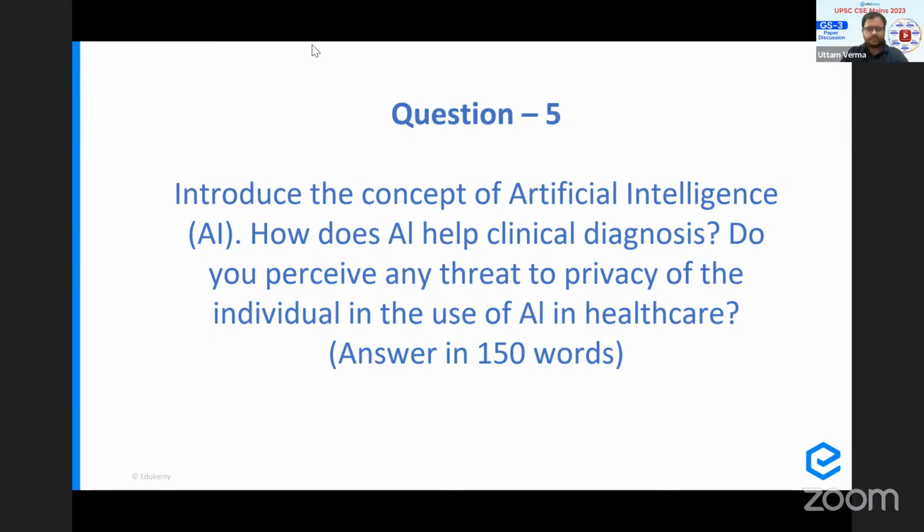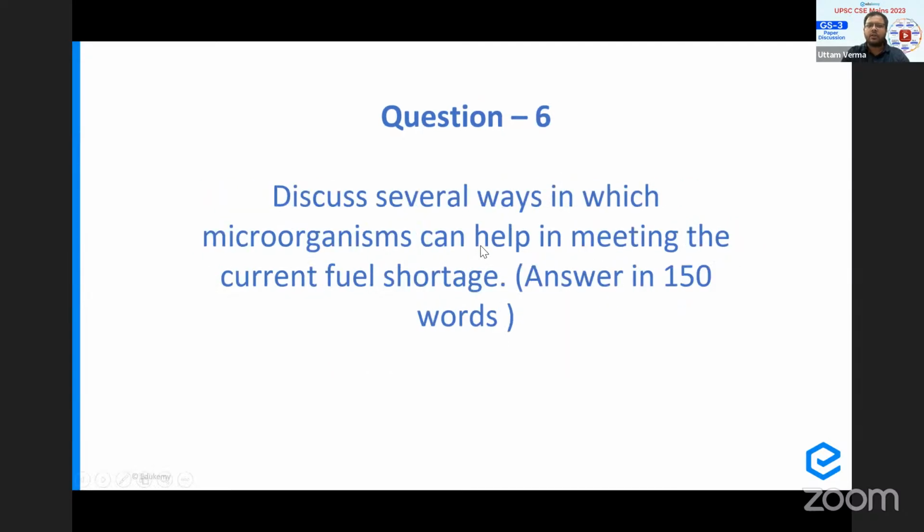Sure, sir. In general, every year there is a traditional theme. एक साल biotechnology repeat होता है, एक साल nanotechnology repeat होता है. And in biotechnology too, it focuses mainly on health and energy. So it is basically a traditional theme, but the question is tricky, right? It has been narrowed down to the role of microorganisms in meeting the current fuel shortage.